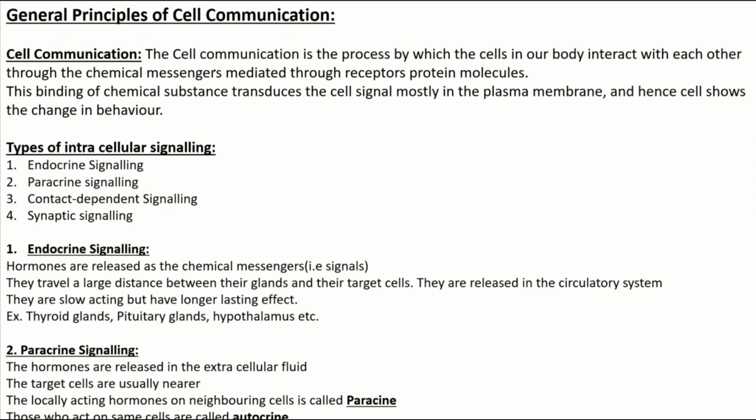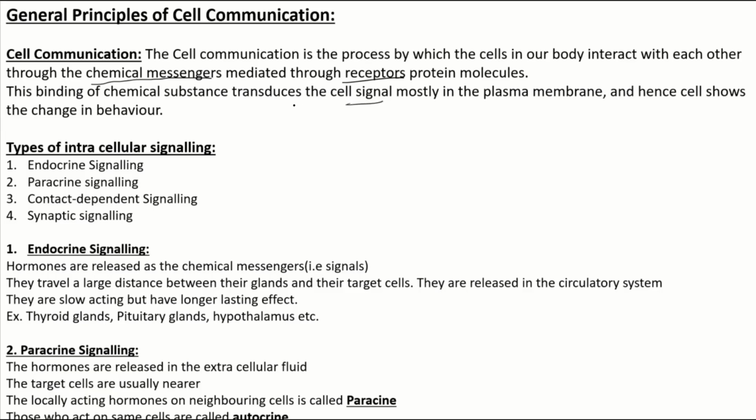So what do you mean by cell communication? Cell communication is the process by which the cells in our body interact with each other through chemical messengers. It is a very important point: it is mediated through receptors, which are protein molecules. In our body various chemical messengers are released, and they bind to the receptors present on the cell membrane and show a response. This binding of a chemical substance transduces the cell signal.